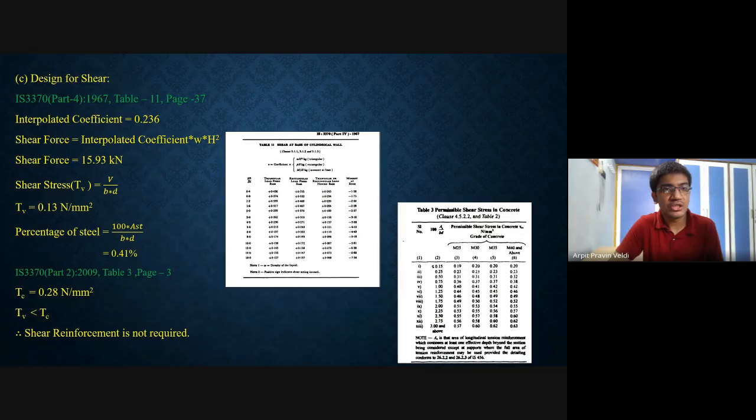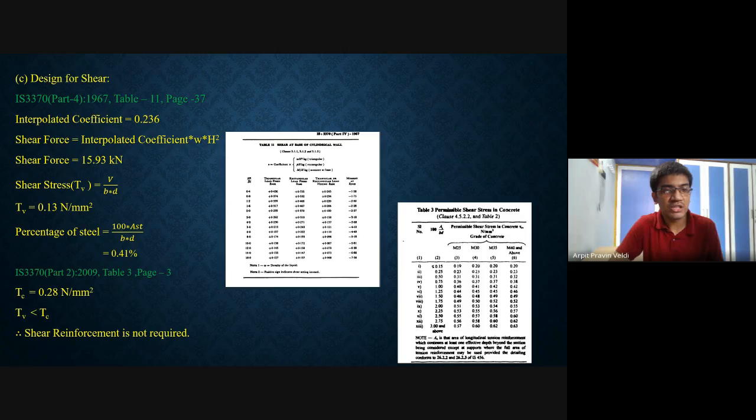Then we go for design for shear. From table number 11, IS 3370 part 4, by taking triangular load fixed base, we get an interpolated coefficient equal to 0.236 and shear force equal to interpolated coefficient into W into H square. So shear force equal to 15.93 kilonewton. Tau V equal to Vu upon bd. And so we got tau V equal to 0.13.